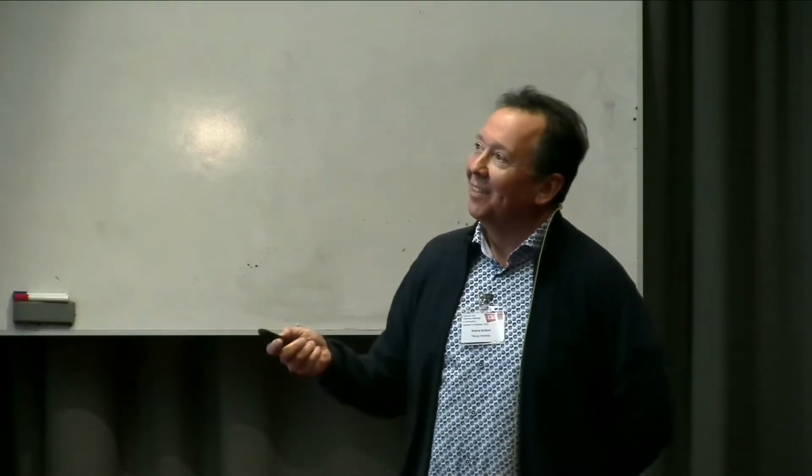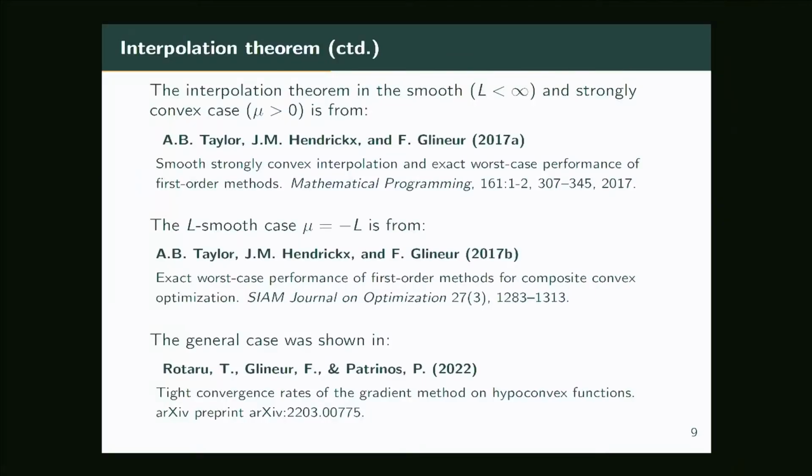Okay, just to list the historical development. These were the two papers from 2017 by the Louvain-la-Neuve group, and it has just been updated. They first did the case where L is finite and mu is strictly positive, which are called the smooth, strongly convex functions, of course. Then it was extended also to the L-smooth functions, where mu is minus L. And now the general case, where mu can be negative but not necessarily equal to minus L. This is the most general hyperconvex case, and it was only settled this year. So there's a nice development here, and the theorem I showed you is really a theorem from this year.